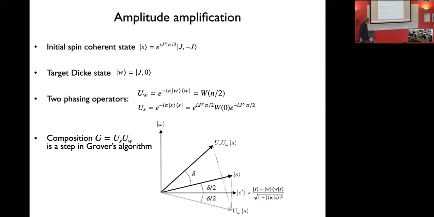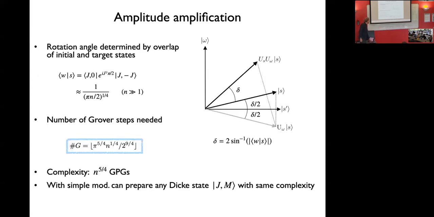Yeah, and I won't go through this, but there's actually a faster way, which is less noisy, to get to a particular Dicke state by using amplitude amplification.